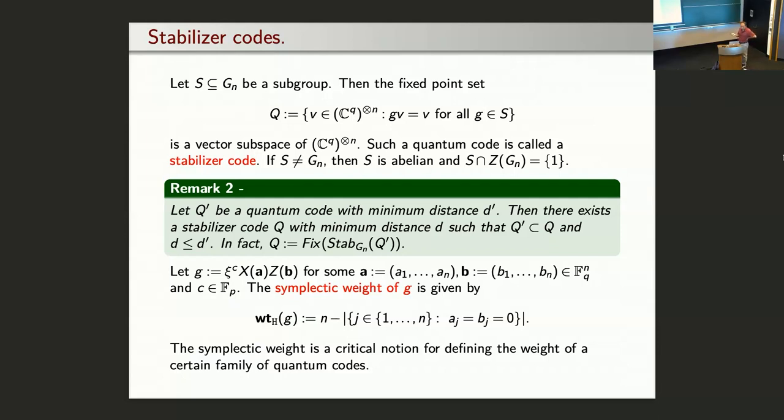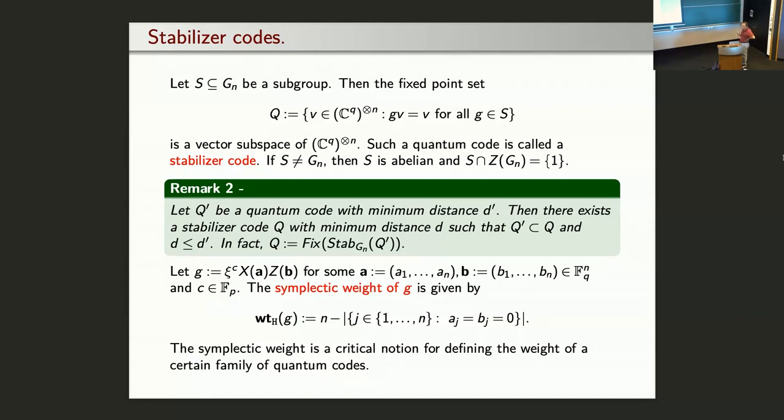Okay, so these do not capture all quantum codes. They are very special in the sense that I'm looking at these particular stabilizer codes, which are quantum codes. But it turns out that for any quantum code, you can find a stabilizer code that captures that code at the expense of the minimum distance being slightly smaller. In fact, that stabilizer code is attached to an arbitrary quantum code by taking the fixed point set of the stabilizer subgroup of the original quantum code.